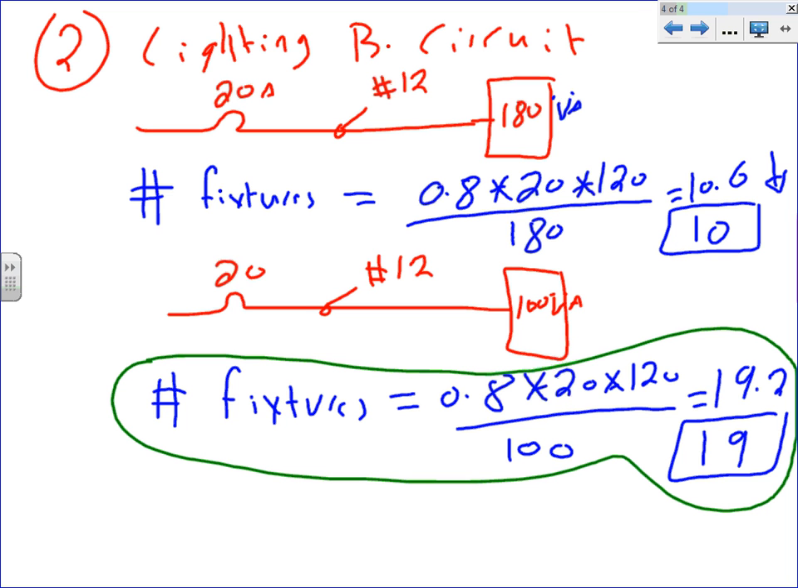Unless you know that your fixtures are higher than 100. Almost always, when you look at the fixture volt-amps that we're going to be designing, they're going to be 100 or less volt-amps. Unless you go to a parking lot, which is different. The volt-amp for a parking lot is 250, so you might have to treat the parking lot differently.